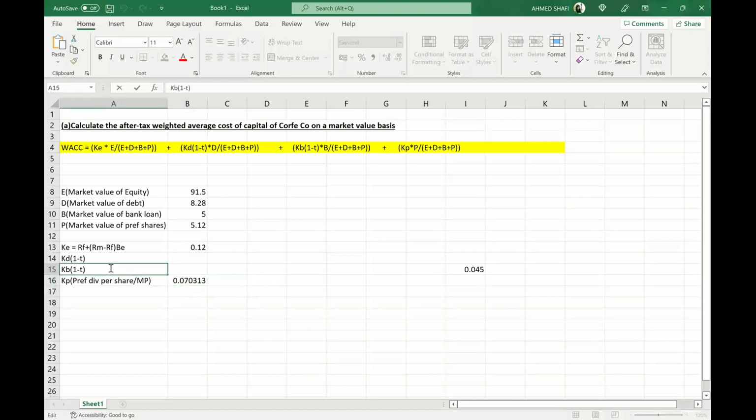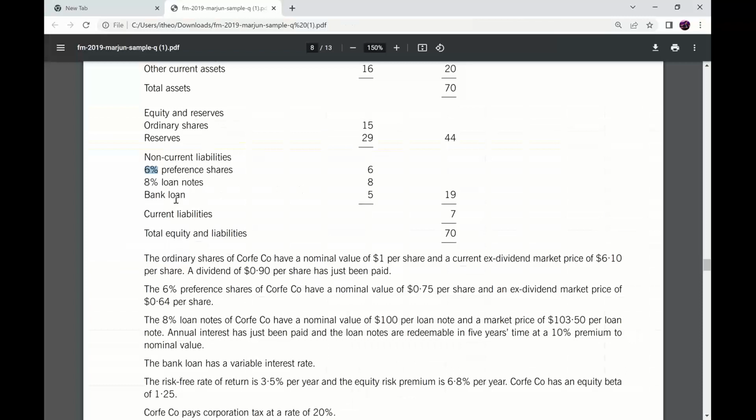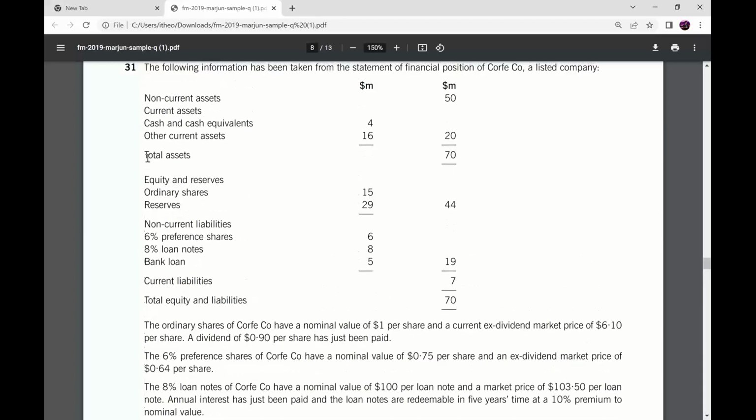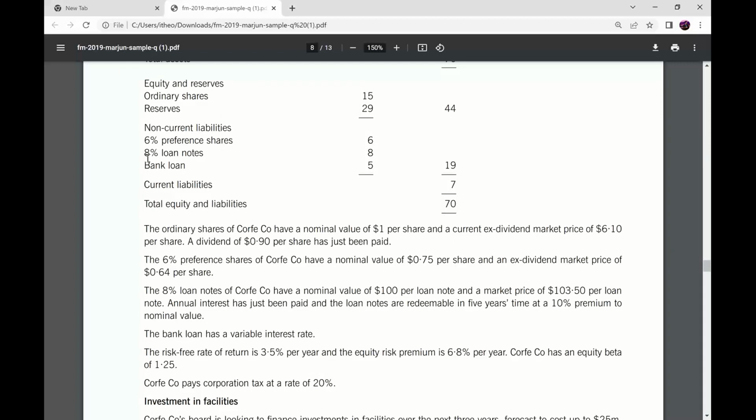Now I told you about KB, that it's usually given, and if it's not given, I will assume it's same as KD. Okay, so if I go and search the question, there is no percentage mentioned for bank loan. It's just stating in the third last paragraph that the bank loan has a variable interest rate. So the bank loan percentage is not mentioned. So I will assume it's same as KD.